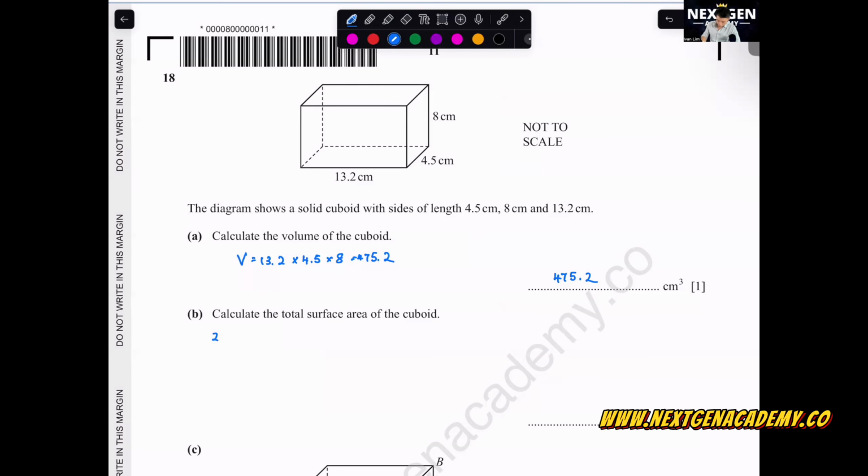So you can do like this, 2 times 13.2 times 4.5, then 4.5 times 8, then 13.2 times 8. Or you can straight away multiply 2 over here already. 13.2 times 4.5, 59.4, 4.5 times 8, 36, 13.2 times 8, 105.6. Okay, so the total will be, you take 2, multiply, all add up together. 59.4 plus 36 plus 105.6, 201, we should get 402 cm squared.